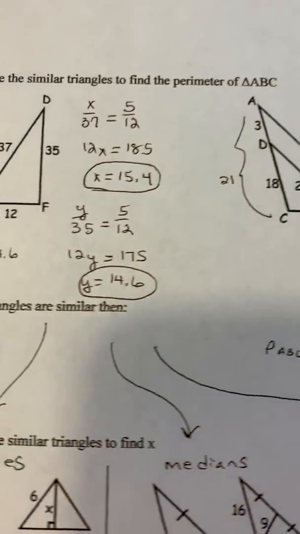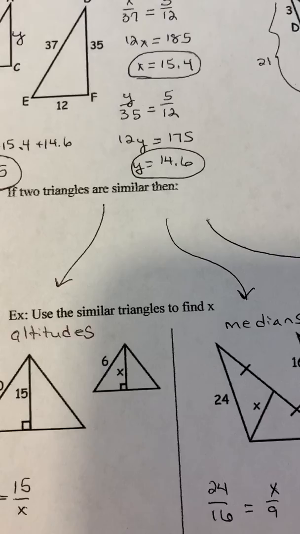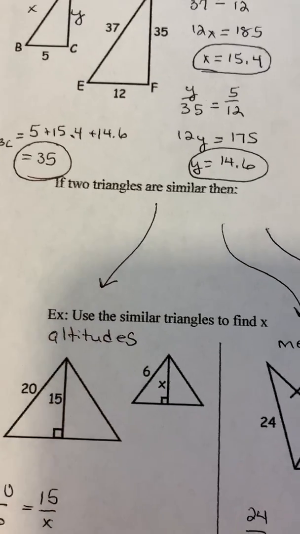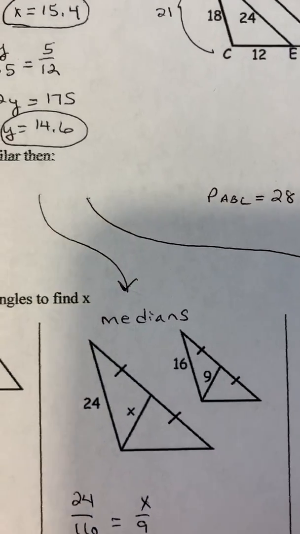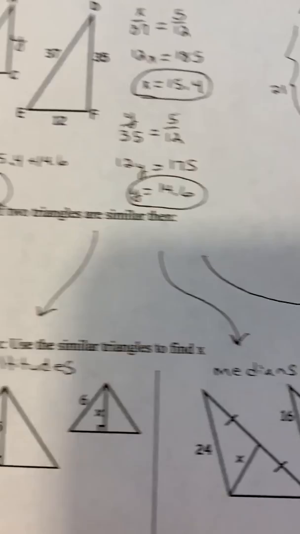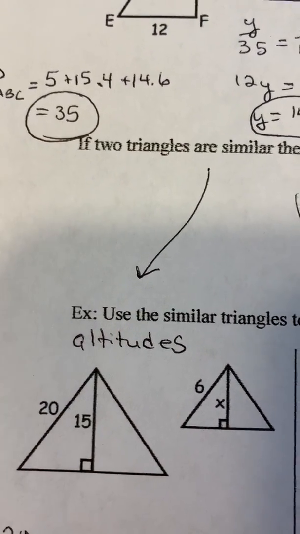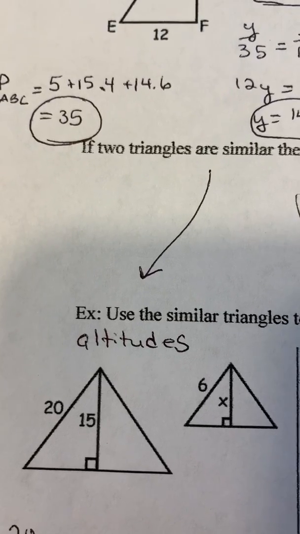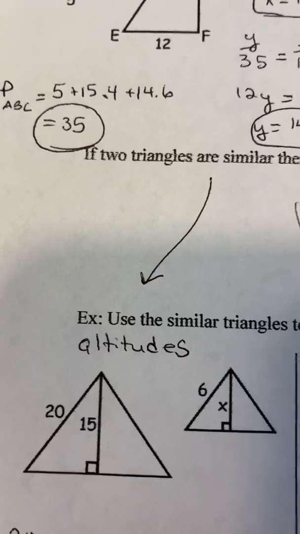Okay, moving on. If 2 triangles are similar, then what happens is you have similar proportions for figures that have altitudes, figures that have medians, and figures that have angle bisectors. Notice the 3 differences here. Altitude, they drop to 90 degrees. Look at your similar sides. 20 is to 6 as 15 is to X. Your corresponding sides in those figures.